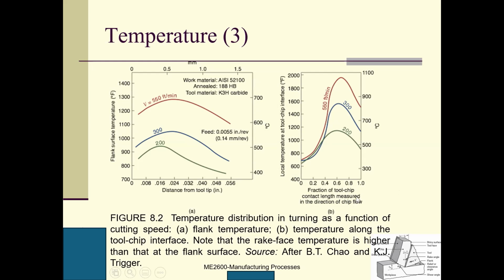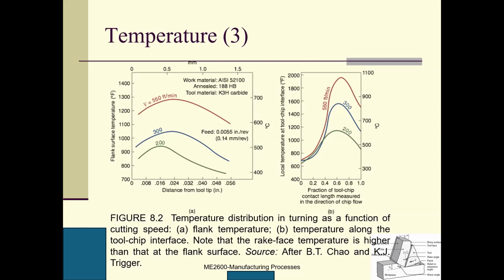So also, it is from here, right? But here it uses a ratio now, a fraction, and we can see the highest temperature usually happens at around 46 contact length. Suppose this is a tool, this is a chip. So this is a chip from here to here, and this is called the tool and chip interface.